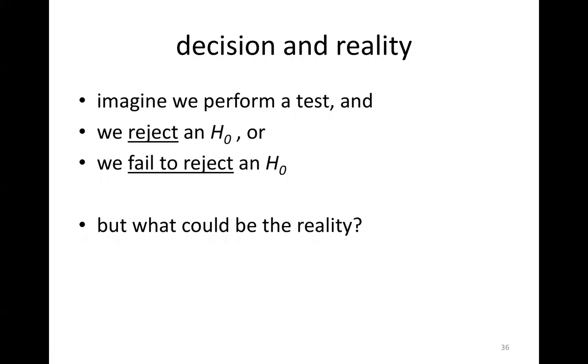Okay, we continue with studying how the possible outcomes of hypothesis testing should be evaluated. So imagine we perform a test and there can be two outcomes. We calculate a p-value and then compare that with alpha, and we end up either rejecting the null hypothesis or we fail to reject the null hypothesis.